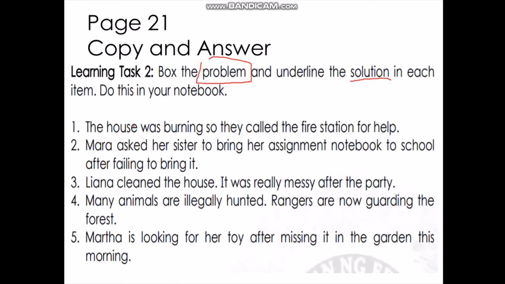Number 4, many animals are illegally hunted. Rangers are now guarding the forest.